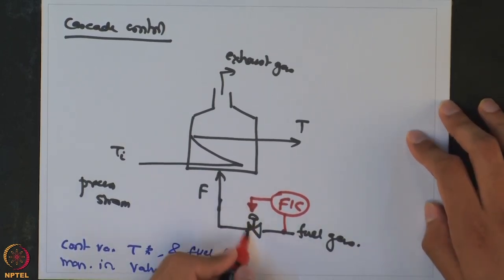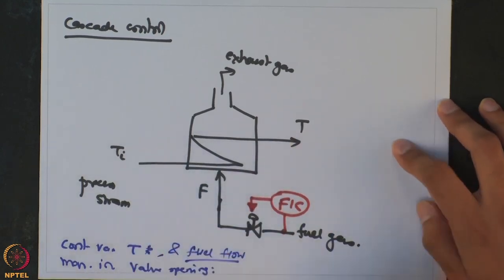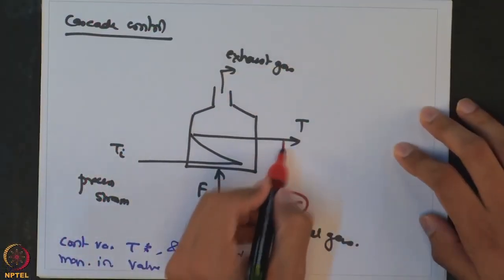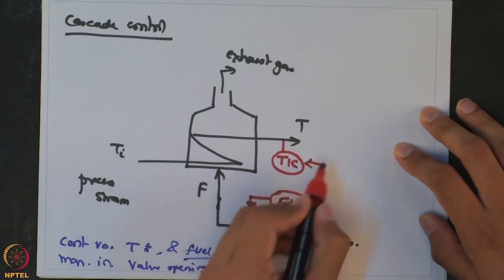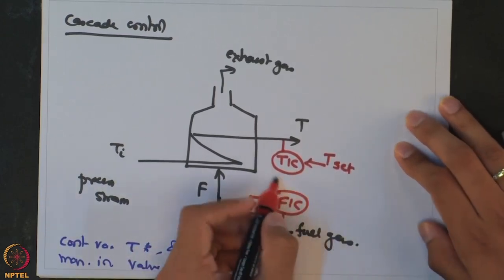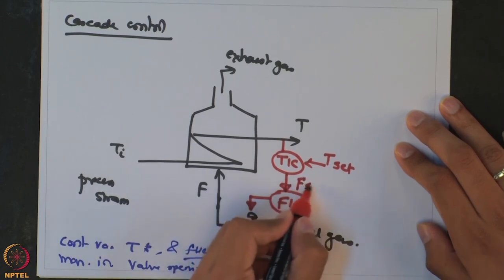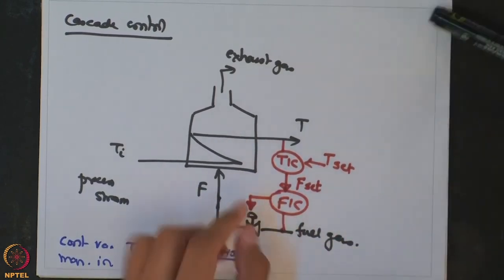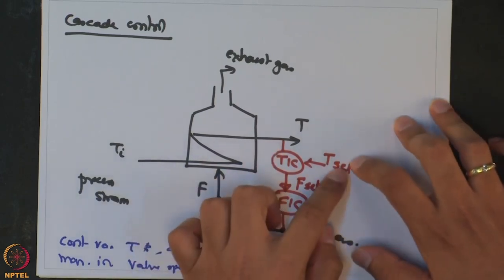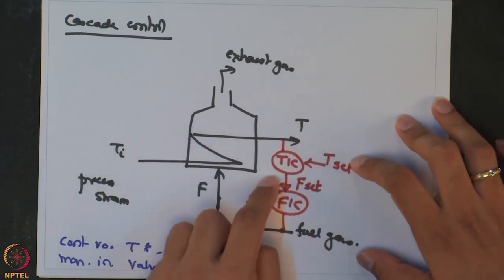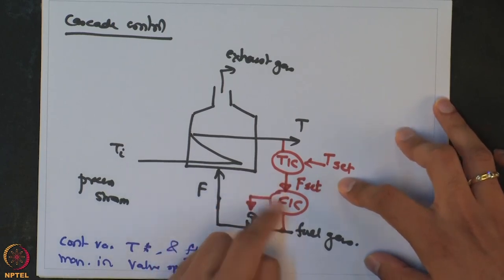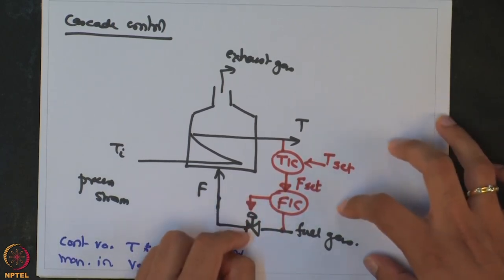Now, as we have used this manipulated variable, how do we control the temperature? We go back to the logic of our earlier control system: when we want to control the temperature, we want to manipulate the fuel flow. So we are going to have a temperature controller with its own set point, and the output of this controller will act as a set point for this flow controller. This temperature controller tells me that for a particular set point temperature and the current temperature, what should be the flow of fuel going into this furnace, and that acts as a set point for this flow controller, which manipulates this valve opening.